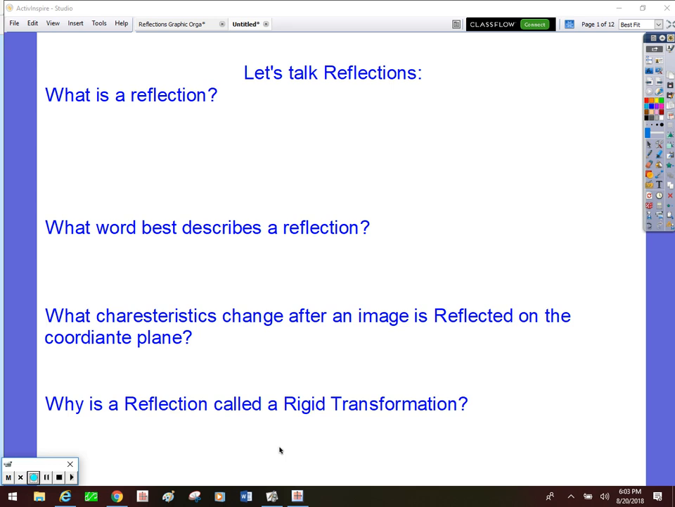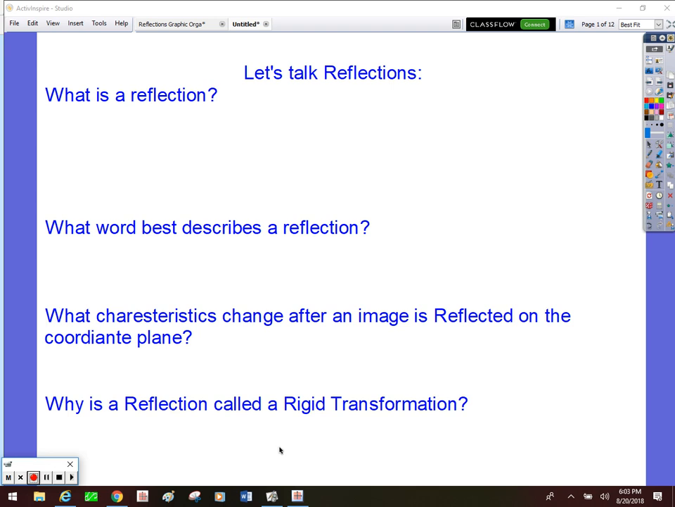Today we're going to look at reflections, and this is our third type of transformation we have looked at concerning objects on the coordinate plane. Remember the first one we talked about was a translation. Remember the key word for translation was slide, because all we did was move it from one part of the coordinate plane to the other. They did not change anything but location.